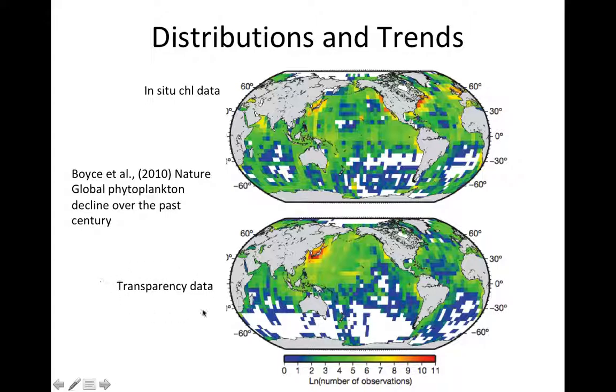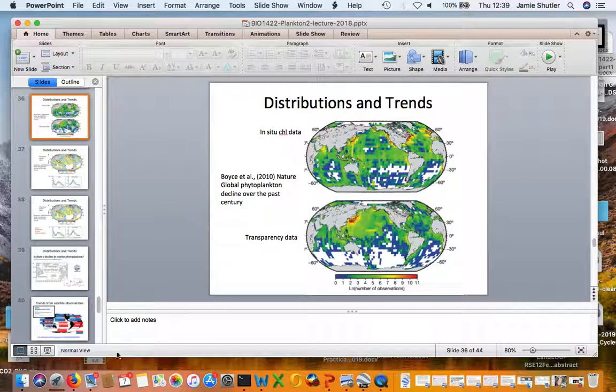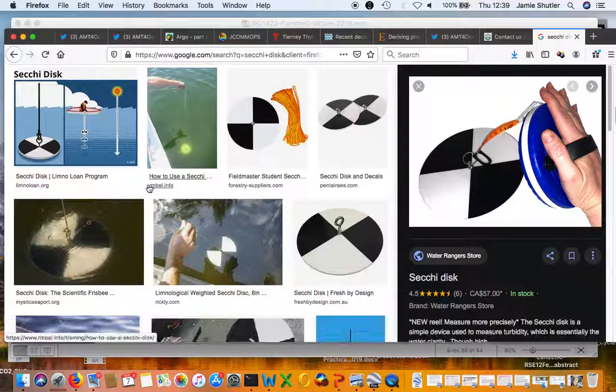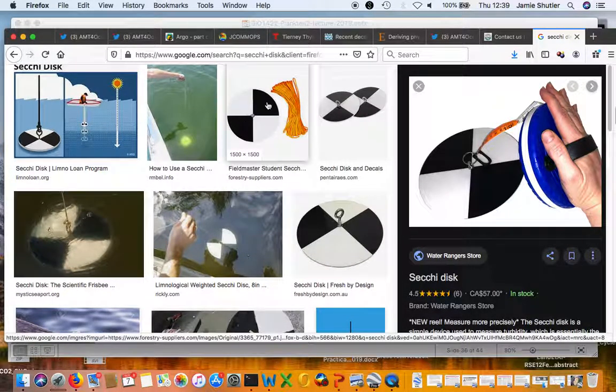And they also used a transparency approach, which is using a Secchi disk. Just so I explain what a Secchi disk is in case you haven't come across it. A Secchi disk looks a bit like this. So it's a black and white disk which you slowly lower through the water, and then you record the point at which you can no longer see the disk, and that becomes the Secchi disk depth, or it's a proxy for the depth at which the light is no longer penetrating through the water. So you can see here that people are lowering the Secchi disk into the water.